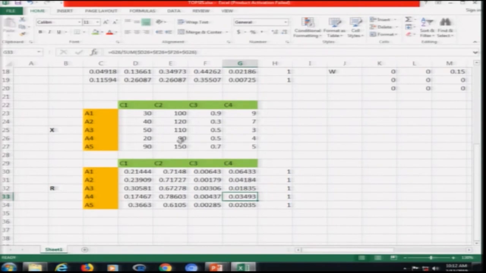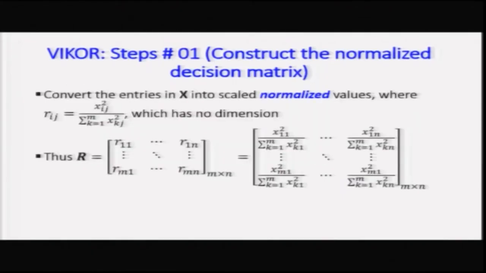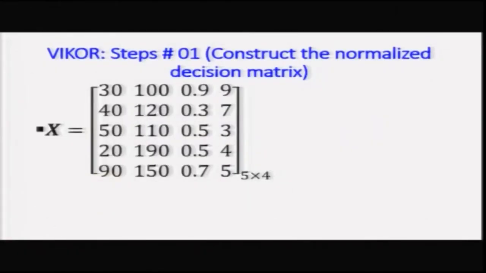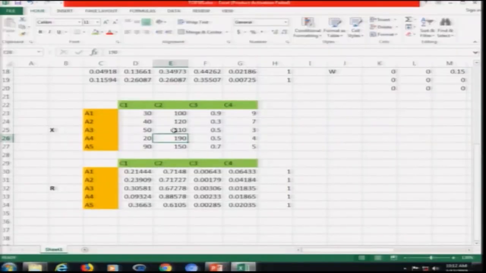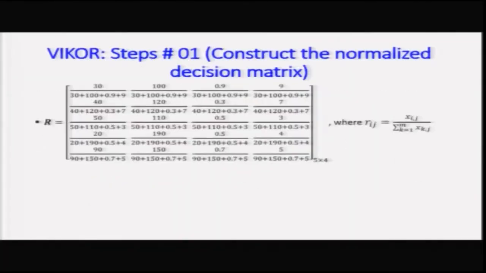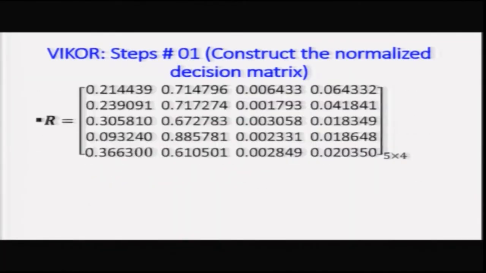The sum is 190. Yes, the values are 30, 40, 50, 20, 90, 100, 120, 110, 190, 150, 0.9, 93557, 97345. So, the values are calculated accordingly. So, let us see what these values are. These are the R matrix normalized along the row.